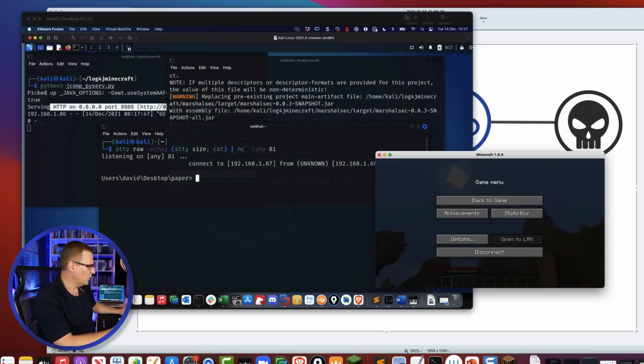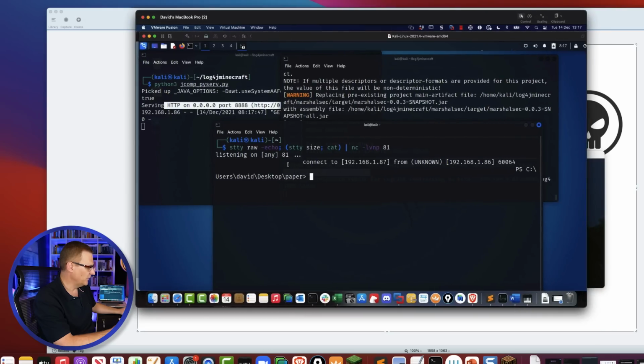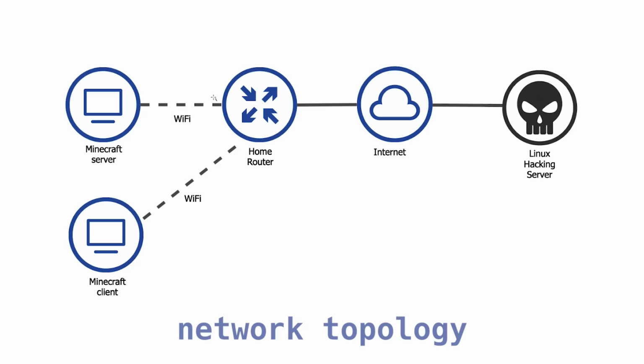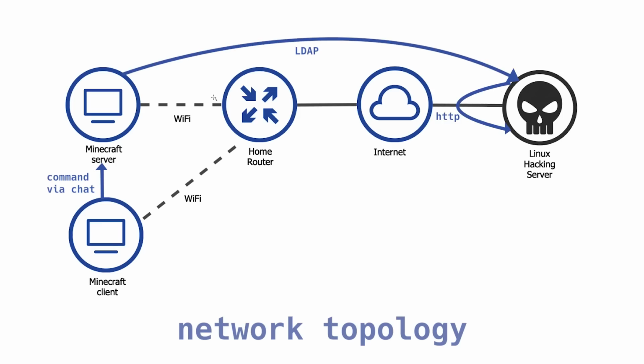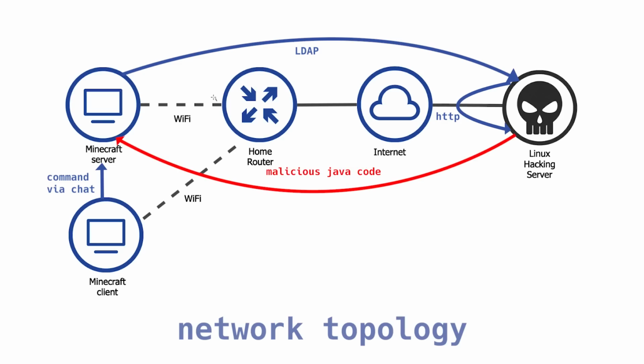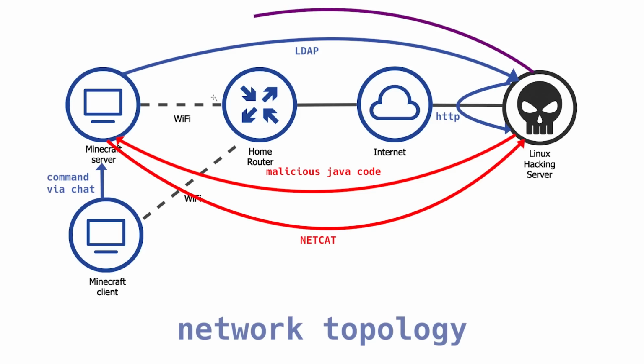So press enter. And what you'll notice now is rather than this showing Linux, it's actually showing C, users, David, desktop, paper. What's happened here is my client running on my Mac has sent a command to the server through chat. This initiated a connection to the LDAP server, connected to the HTTP server, ran some malicious Java code, initiated a connection to Netcat, which gives me a reverse shell connection to that server. So whatever I type now on my Linux server is going to affect that Minecraft server.